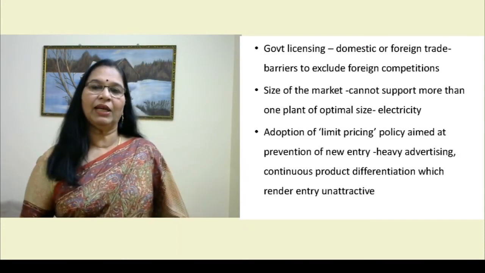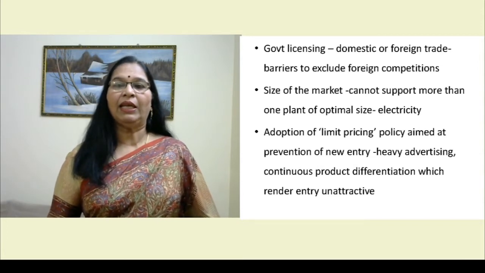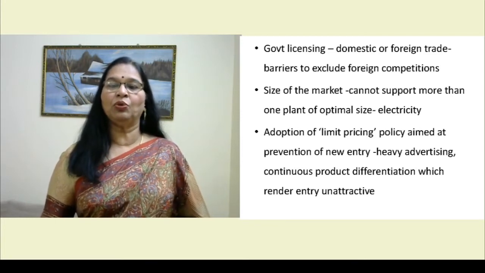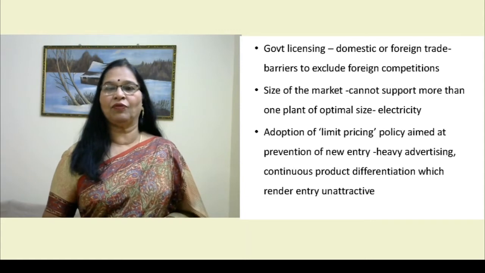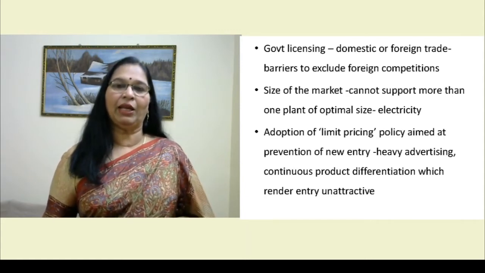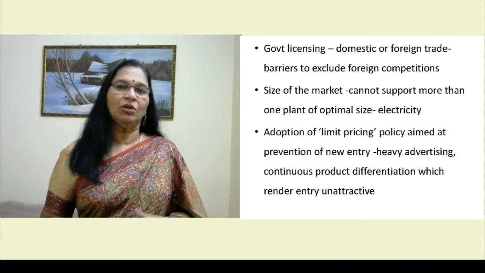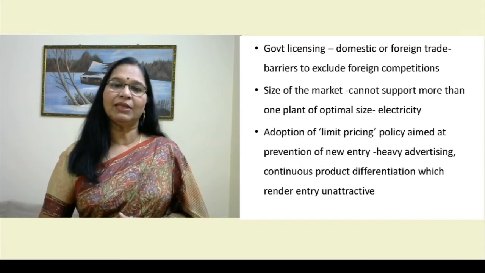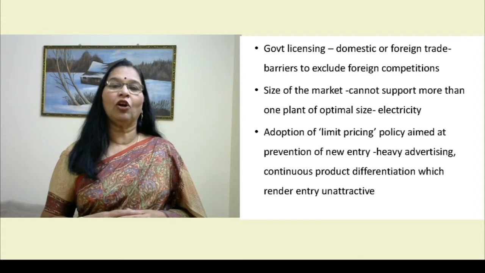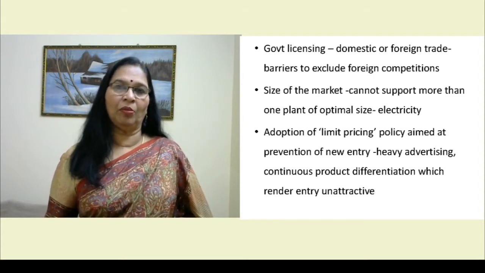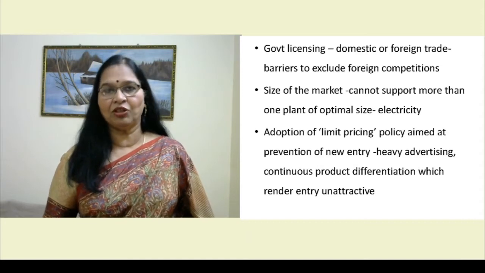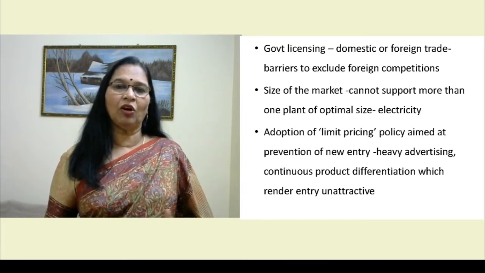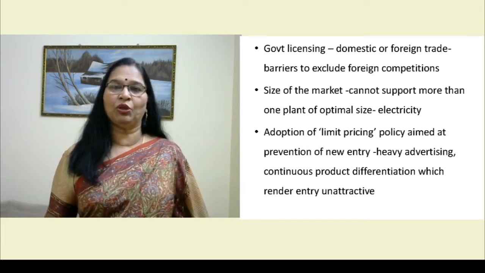We can also find that monopoly can emerge because of government licensing, where the government may permit domestic companies or foreign companies to exclude or to include certain kinds of trade. For example, only a particular firm can import. In that case, the firm becomes a monopolist. So these kinds of government licenses can also give rise to monopoly. We also find sometimes that the size of the market is such that it cannot accommodate two firms. For example, in the case of electricity, it is not possible for two firms to operate because of the size, and there is no market to share between two firms.